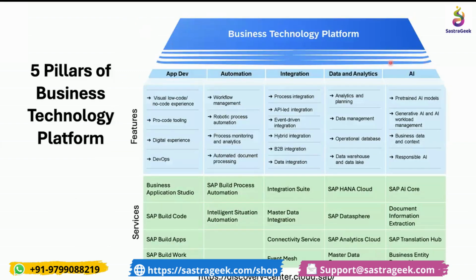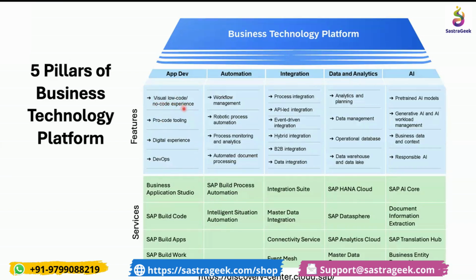Going on to the technical side of it. All the software as a service can be worked upon with the 5 pillars: the app dev, automation, integration, data analytics, and AI. So the picture should speak for itself.